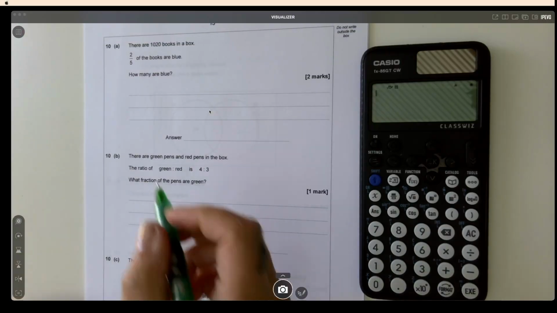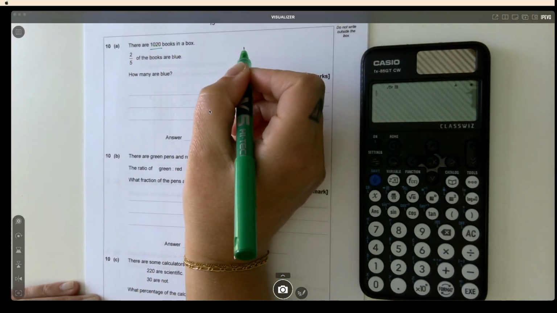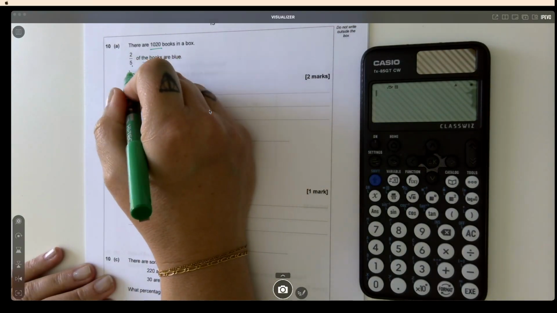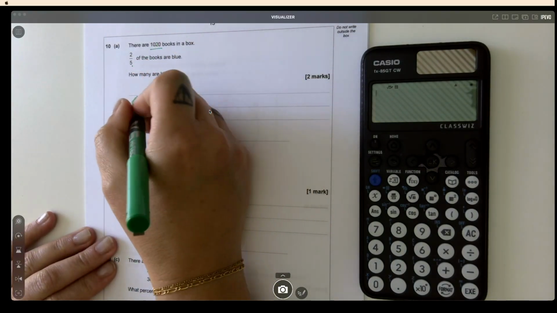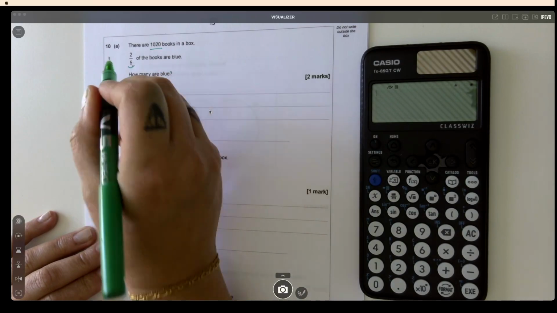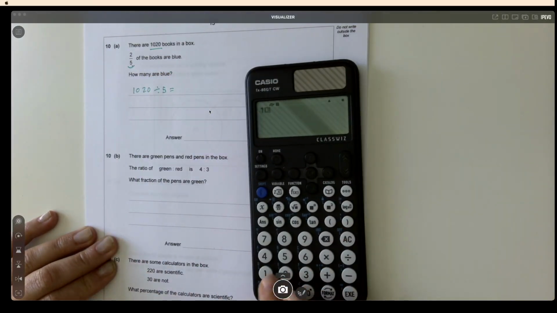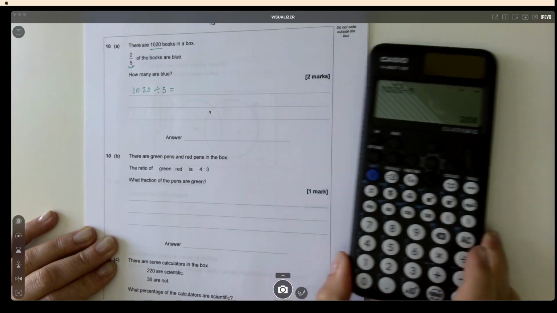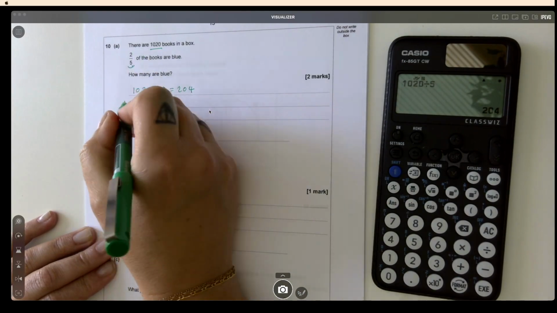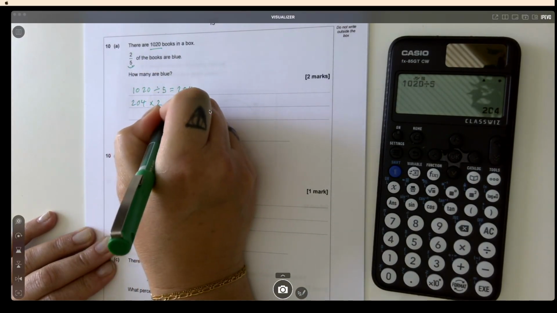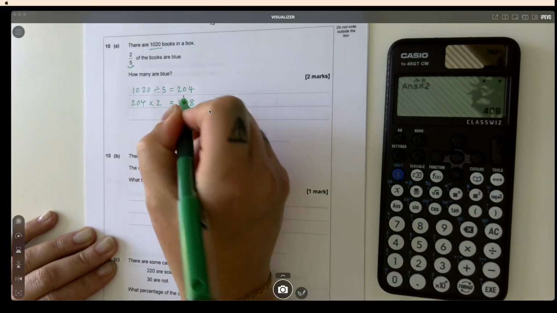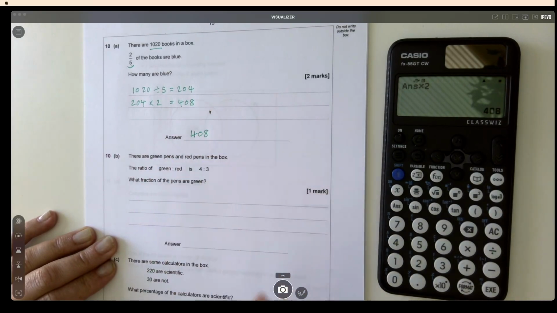(10A). There are 1,020 books in a box. 2/5 of the books are blue. How many are blue? So we're going to find 2/5 of 1,020. First of all, we're going to do 1,020 divided by 5, which is 204. So that's 1/5. And then if I multiply 204 by 2, that tells me that there are 408 blue books.